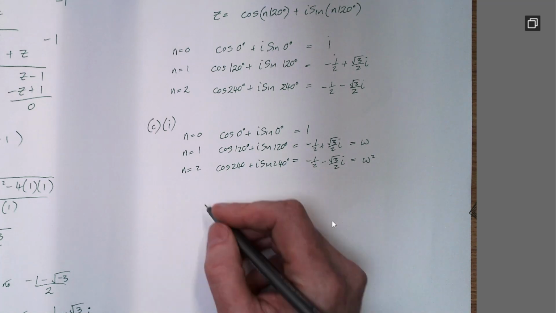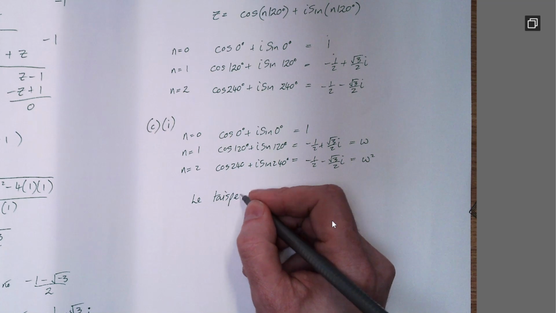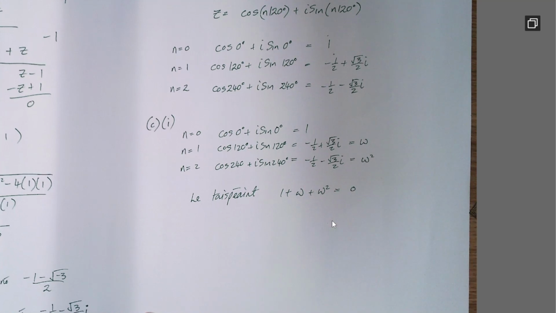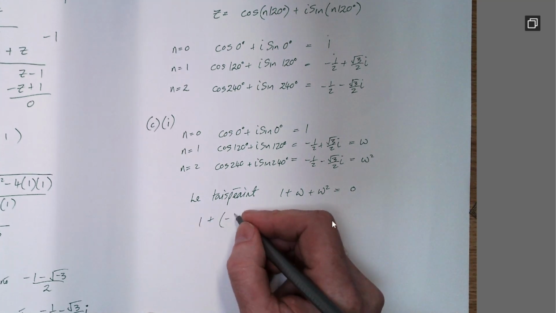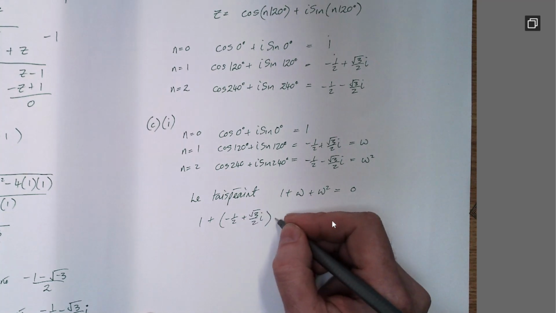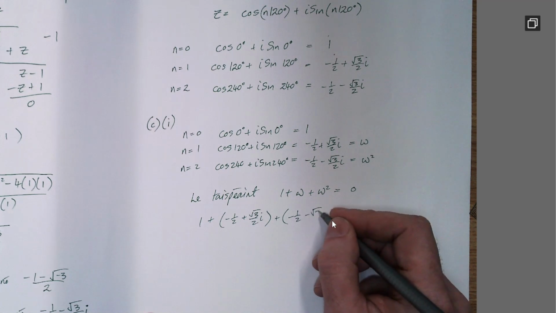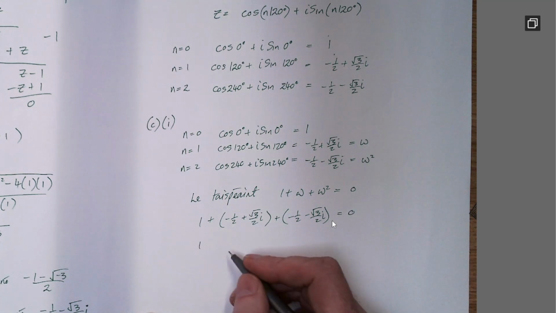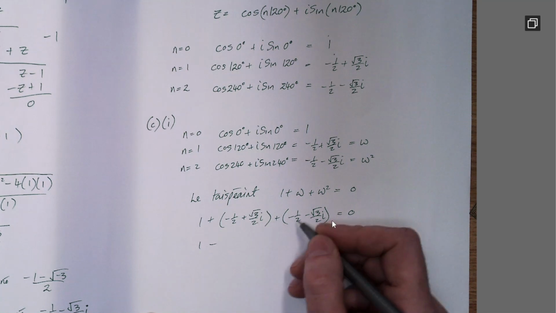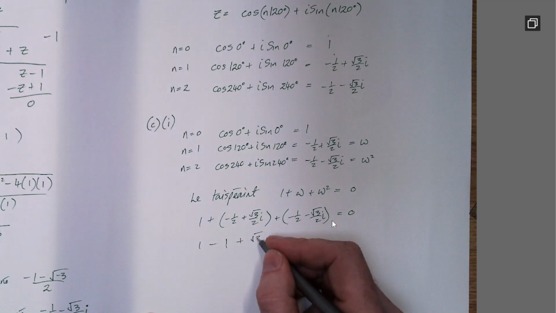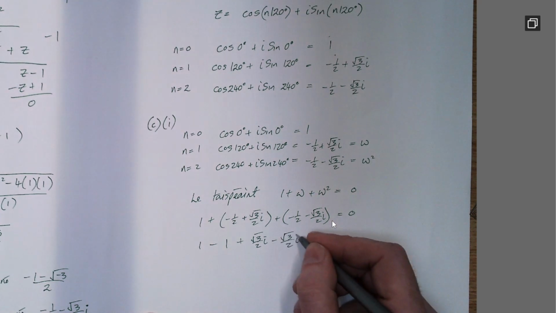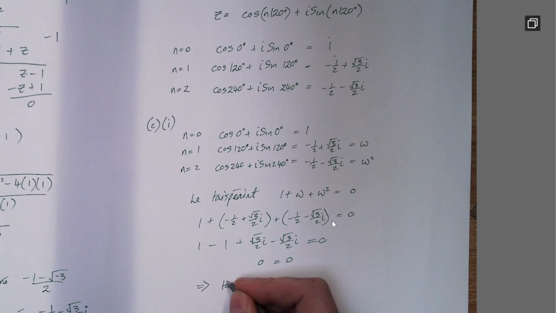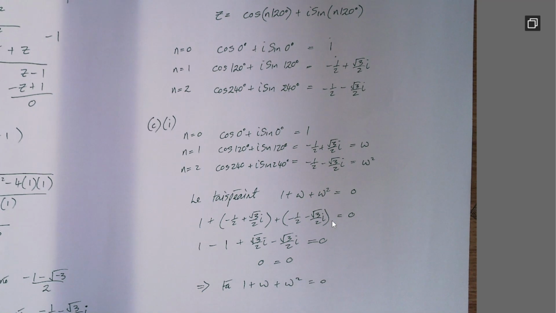Now to show that the sum is zero, add them up: 1 plus omega plus omega squared. So you have 1, plus minus a half plus square root of 3 over 2 i, plus minus a half minus square root of 3 over 2 i. So 1 minus a half minus a half, and the square root of 3 over 2 i terms cancel, which equals 0. Therefore 1 plus omega plus omega squared equals 0.